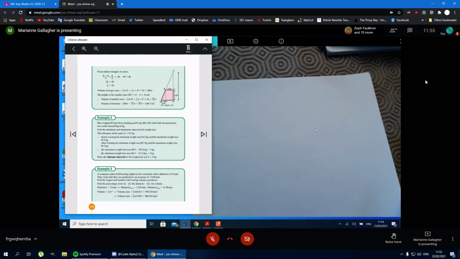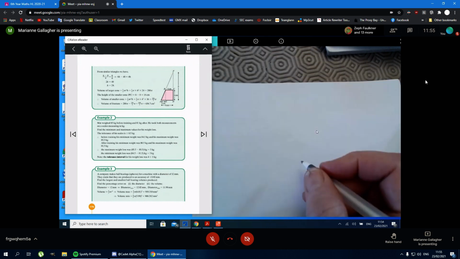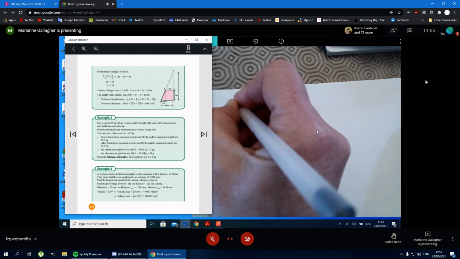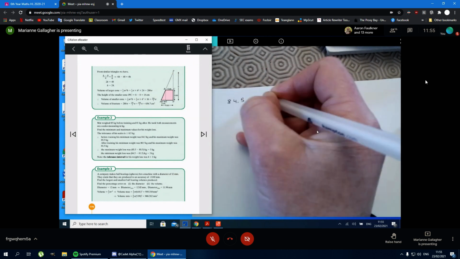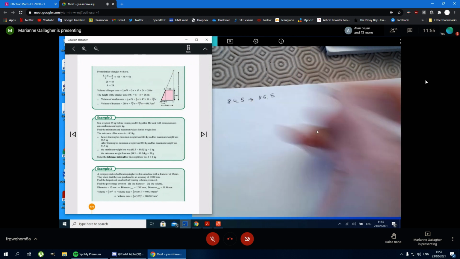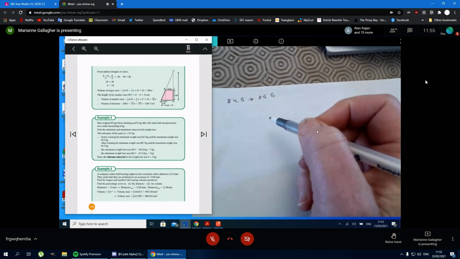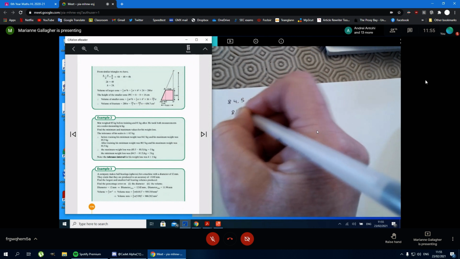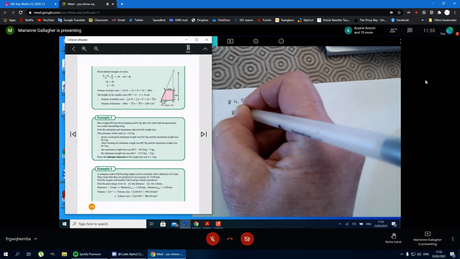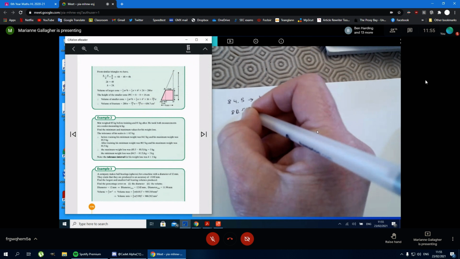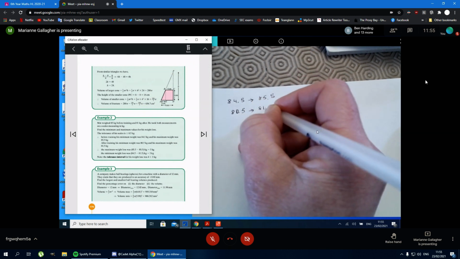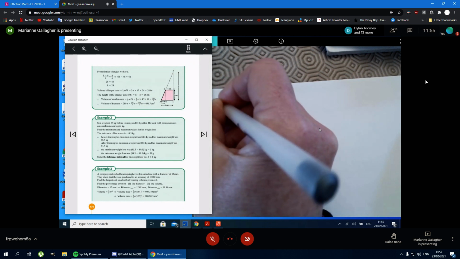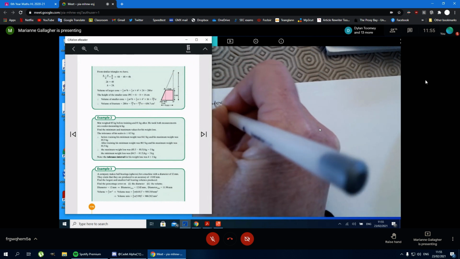But what you want to say is the tolerance, okay, it's obviously measuring in kilos. So that could be anything from 84.5 up to 85.5, because that's his tolerance, plus or minus a half. And then it could be anything from 80.5 up to 81.5. Okay, so that's before and after.